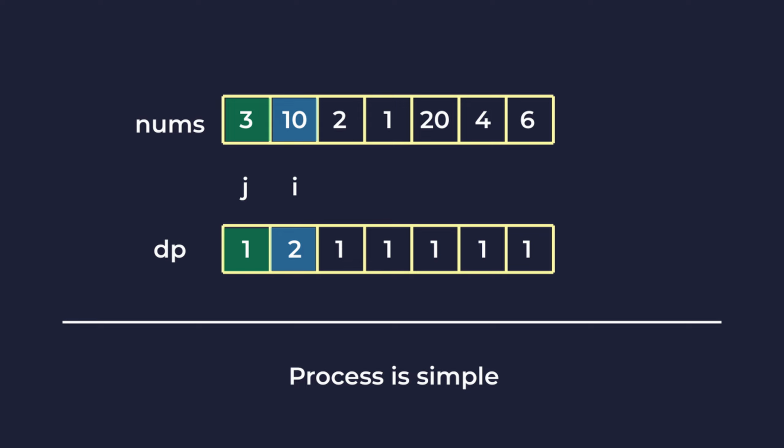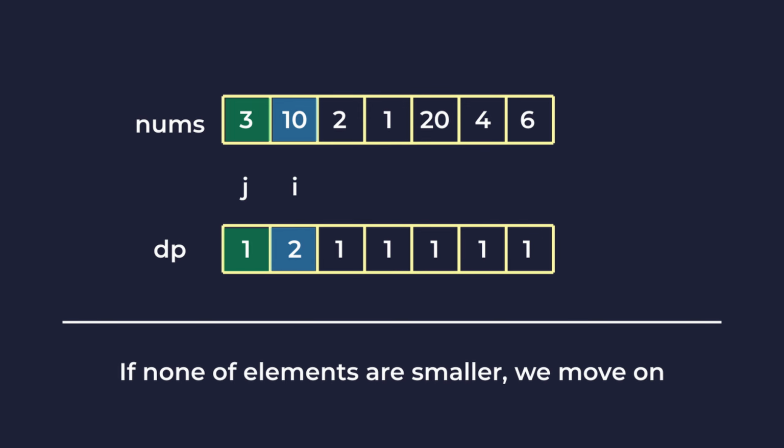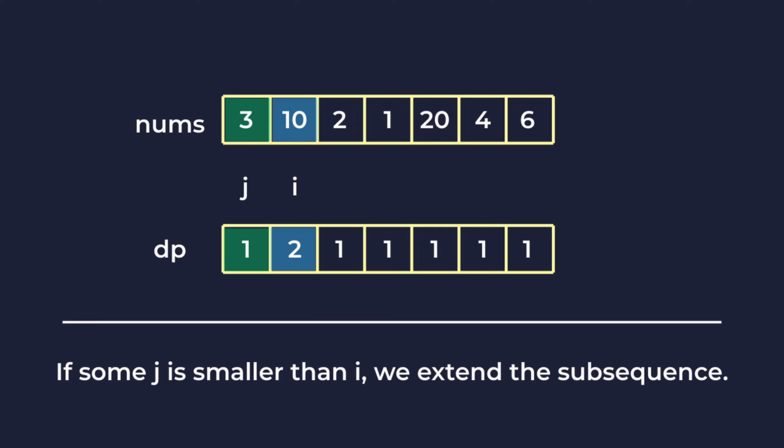The process is simple. Compare the values at i and j. If none of the values before i are smaller, then we cannot extend the subsequence. If some j is smaller than i, we extend the subsequence.